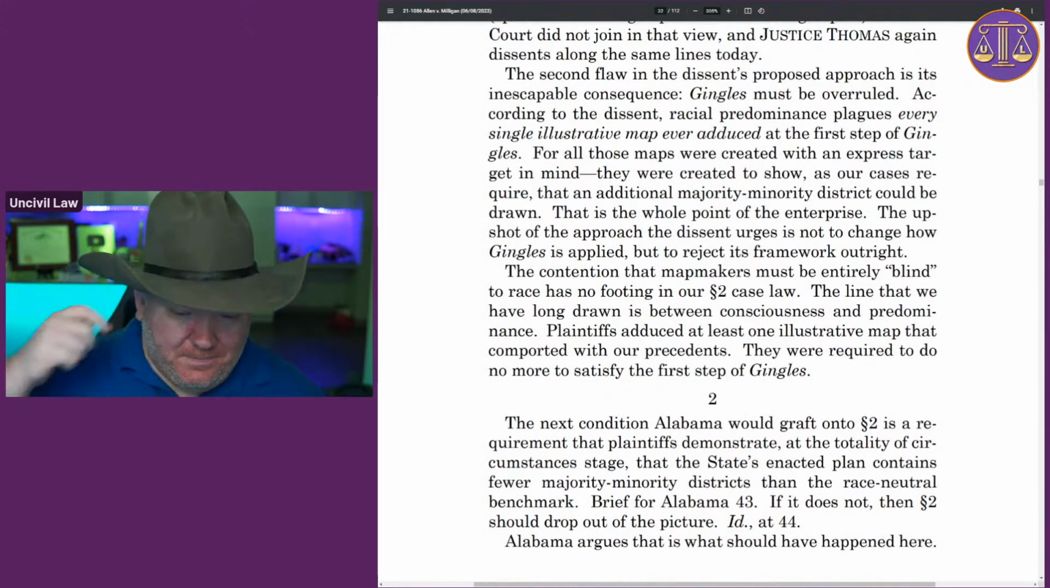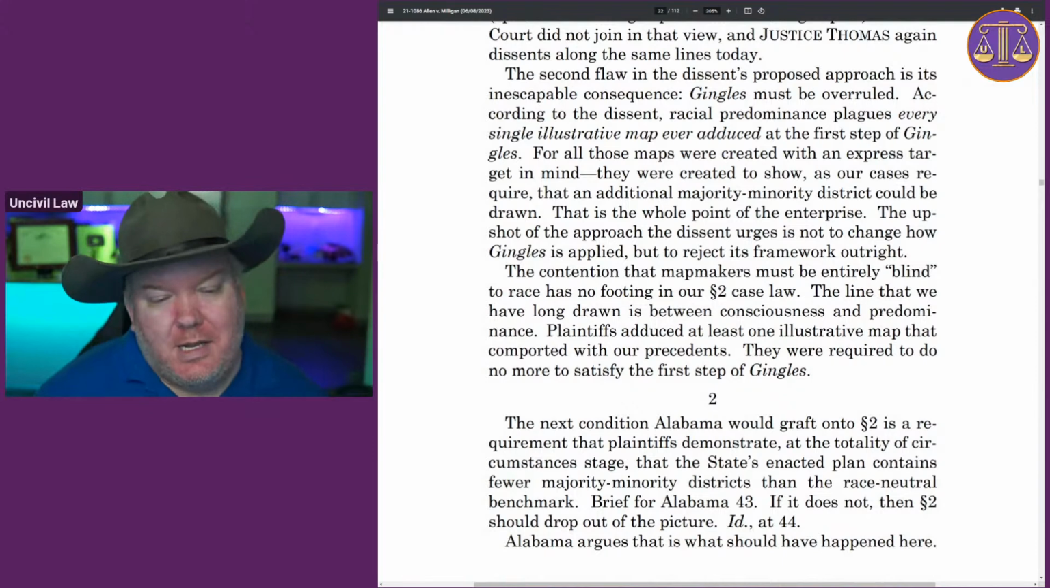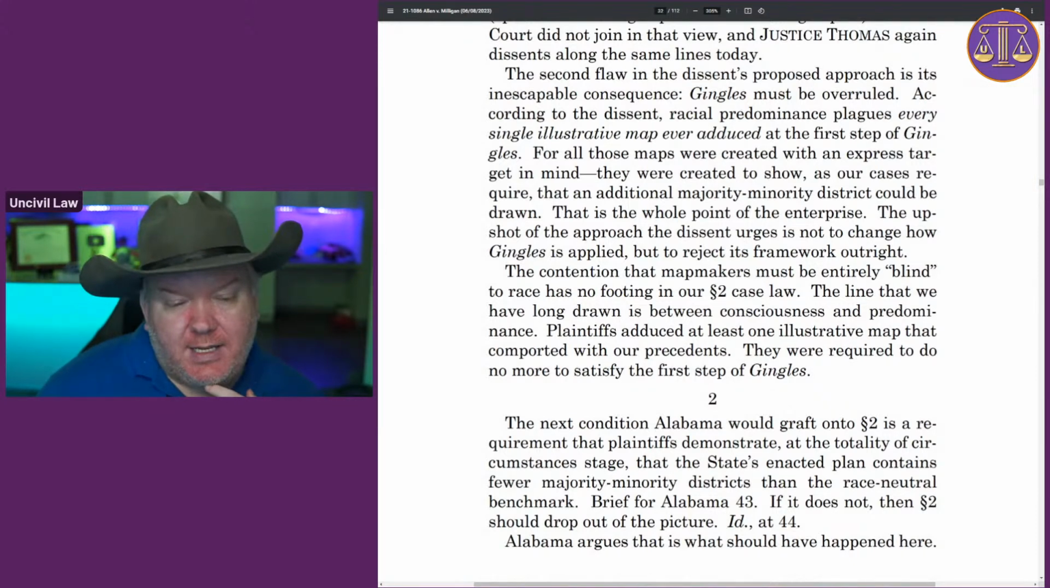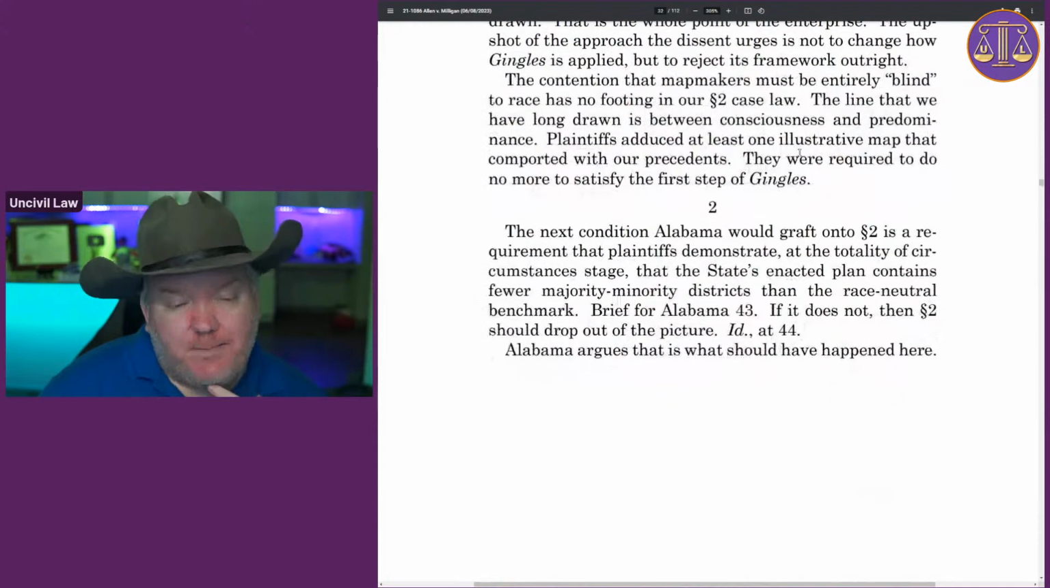The next condition Alabama would graft onto Section 2 of the Voting Rights Act is a requirement that the plaintiff demonstrate, at the totality of the circumstances stage, that the state-enacted plan contains fewer minority-majority districts than race-neutral maps. If it does not, then Section 2 should drop out of the picture. Alabama argues that is what should have happened here.